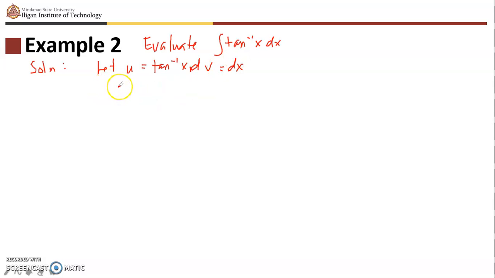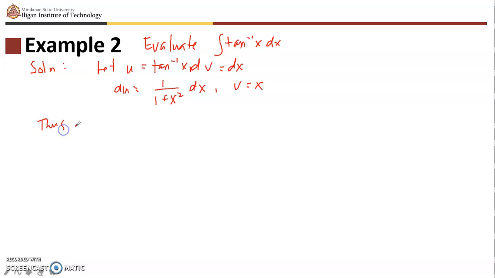It means to say, if we take the derivative of u, remember the derivative of tangent inverse, that's 1 over 1 plus x squared dx. So if we evaluate dv, means to say our v is simply equal to x.